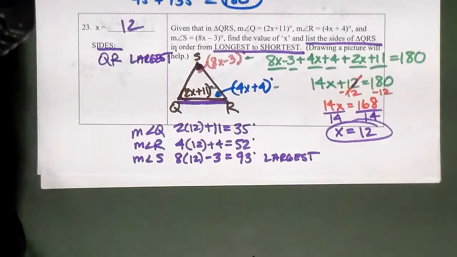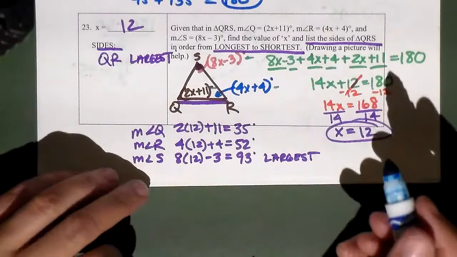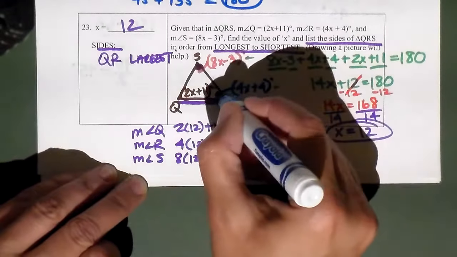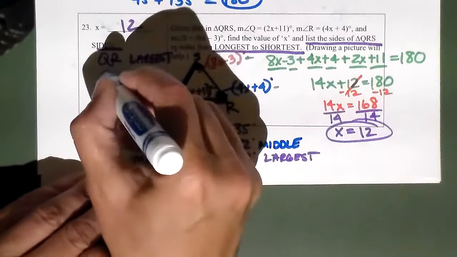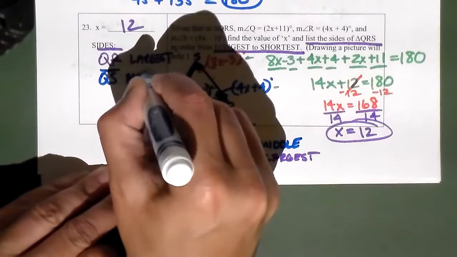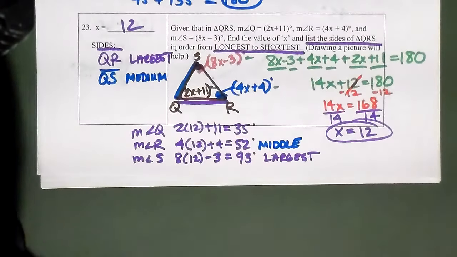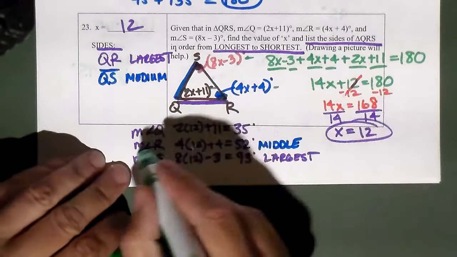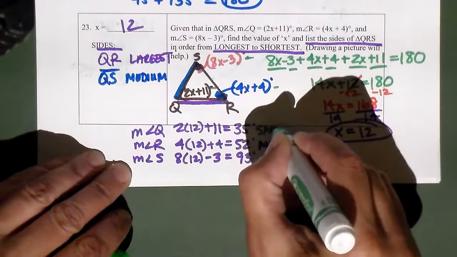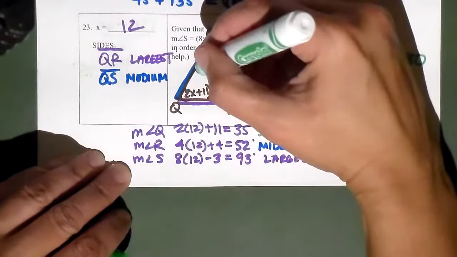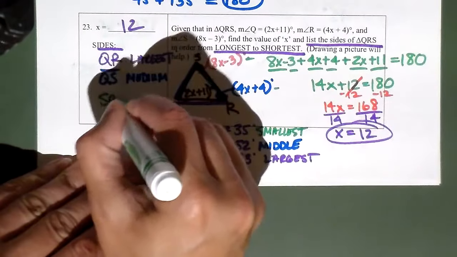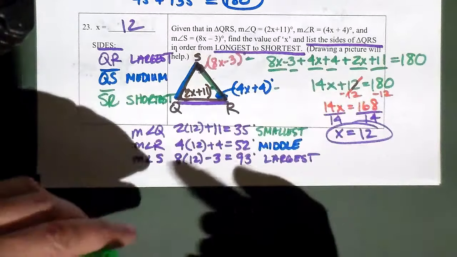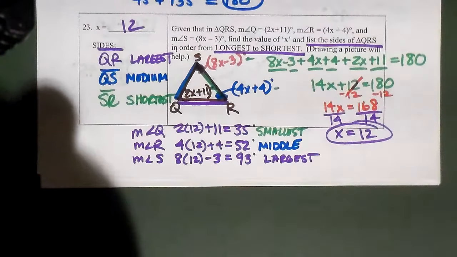So let's look at the next one. What's the middle one? R. R is the middle one. That's the medium one. So if this is R, the medium side will be QS. Okay? So those are our largest and our medium. So there's only one left, one way to go on the smallest. Which one is the smallest? Angle Q is the smallest. So the side opposite angle Q, SR, is the smallest side. And that's how you determine longest and shortest.